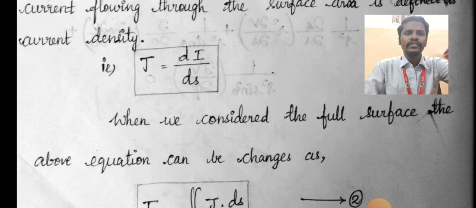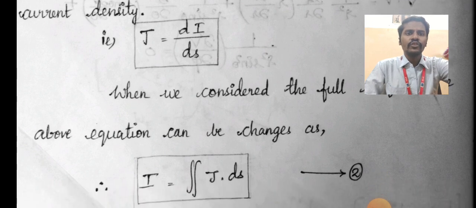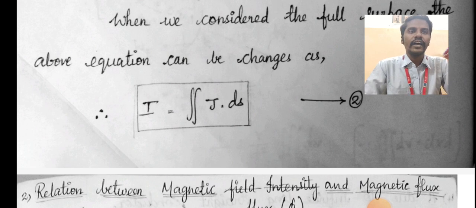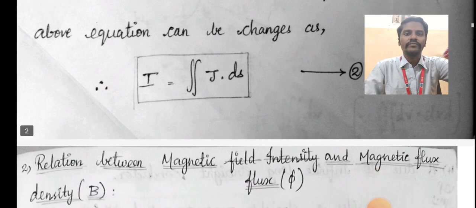When we consider the full surface, the above equation changes. Taking ds from the denominator to the left hand side, we get di is equal to J ds. This is a differential current, so on the right hand side it becomes an integration, and therefore I is equal to the surface integral J dot ds. This is the most important equation as far as magnetostatics is concerned. This is the current continuity equation, I is equal to surface integral J dot ds.